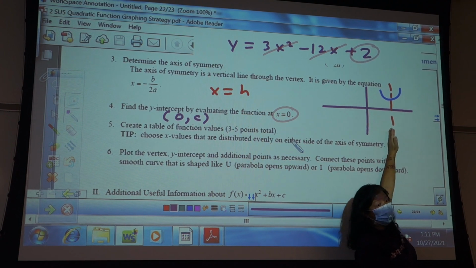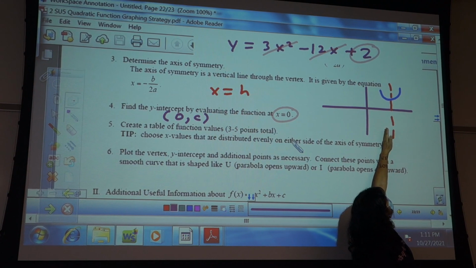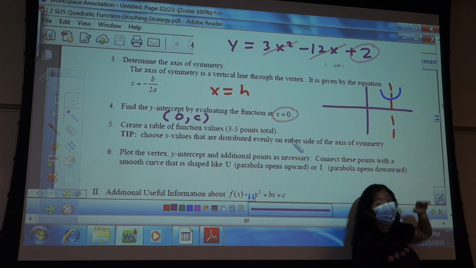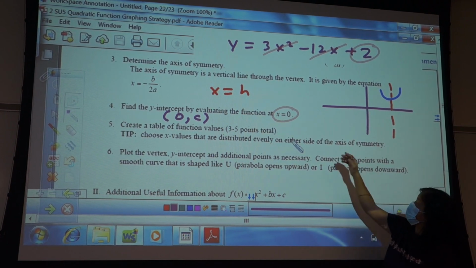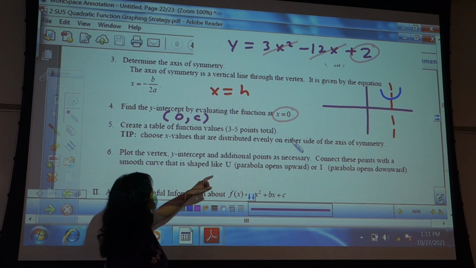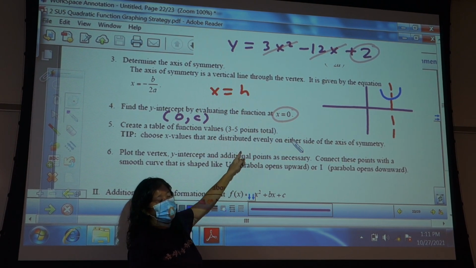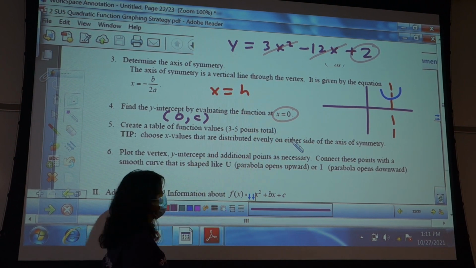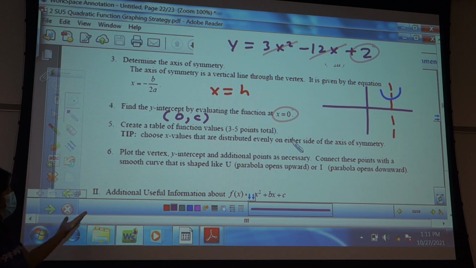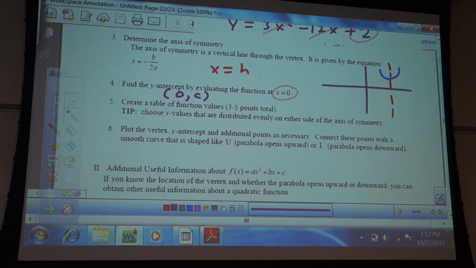So start with whatever your h is, and go 1 this way, 2 that way, and then 1 this way, and then 2 this way. That's what I would recommend: start with x being equal to whatever your h is, and then pick a couple this way, a couple that way. I'll show you as we go through it. And then plot them, draw your parabola. That's kind of everything.